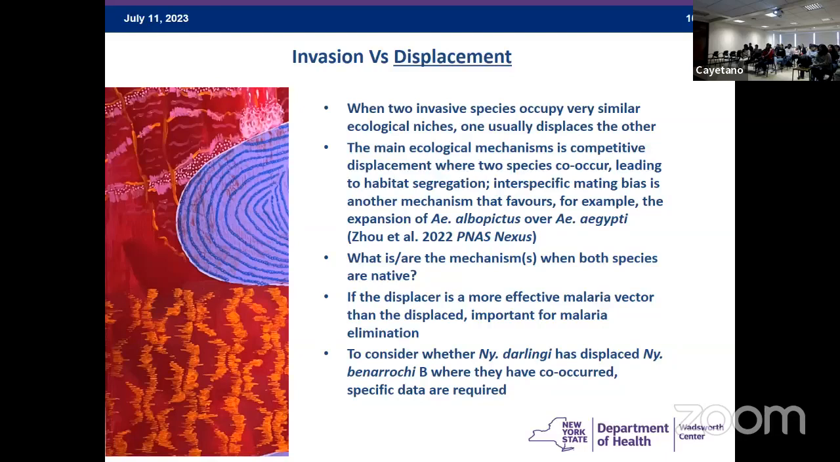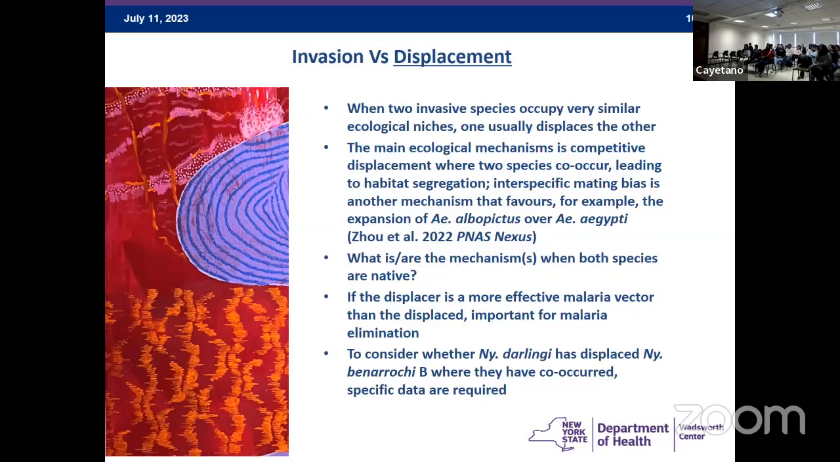It's happening in the aquatic stage, and we don't know enough about exactly where the larvae are all living. Are they at exactly the same height in the water column? Are they feeding on exactly the same microorganisms, etc.? We don't have that information.